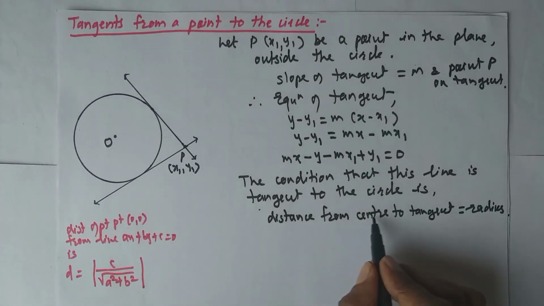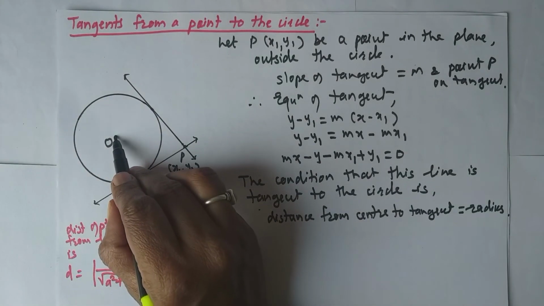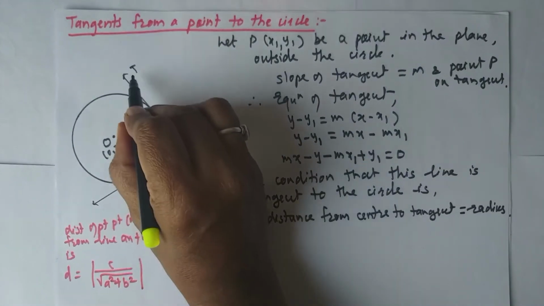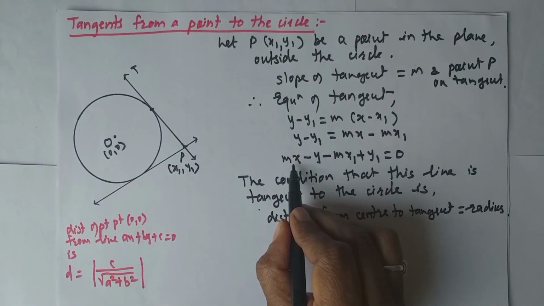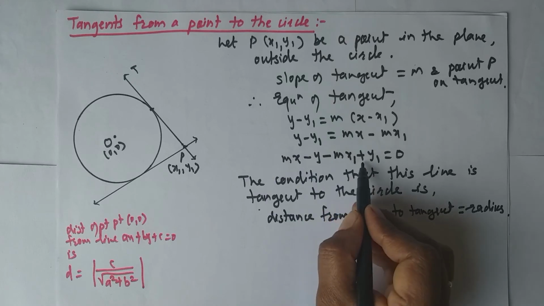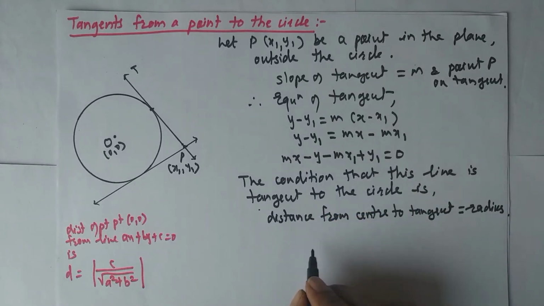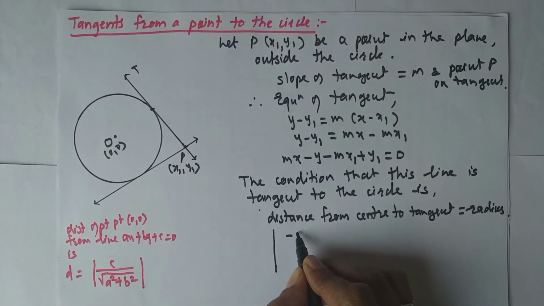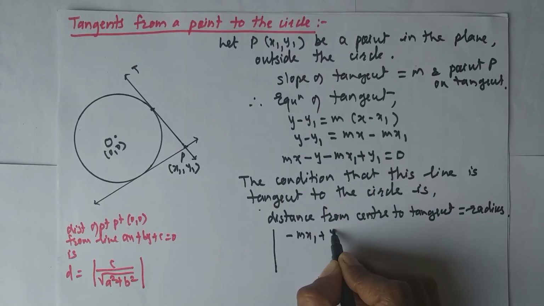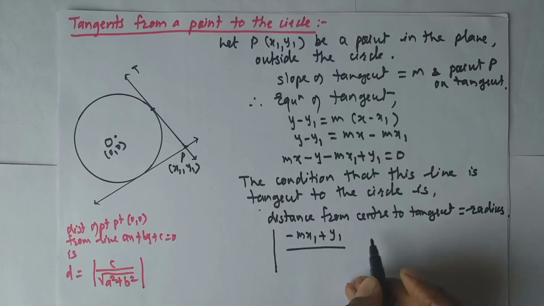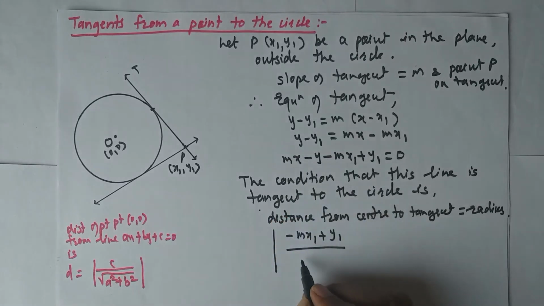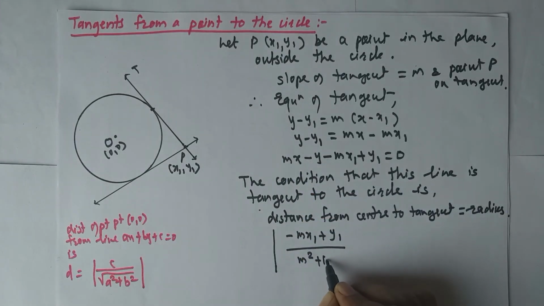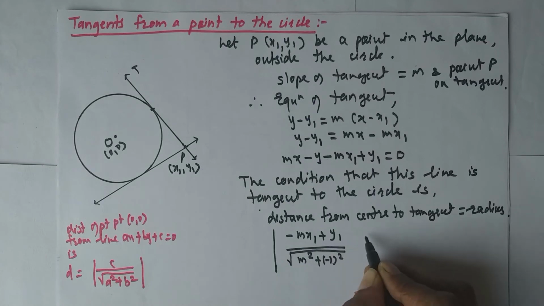Okay, now the distance of the center to the tangent means the distance of this origin to this tangent, and the equation of this tangent is mx minus y minus mx1 plus y1. Now what is the constant term here? See, the constant term is minus mx1 plus y1. This is the constant term. And what is a here? The coefficient of x is m, its square. The coefficient of y is minus 1, therefore its square. This will be in the square root.